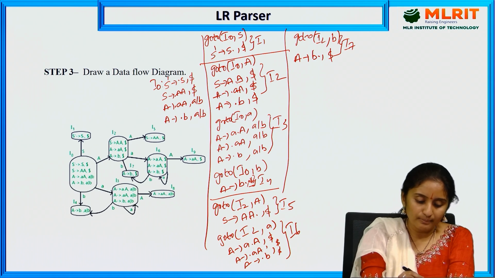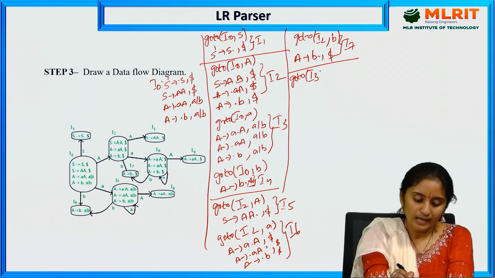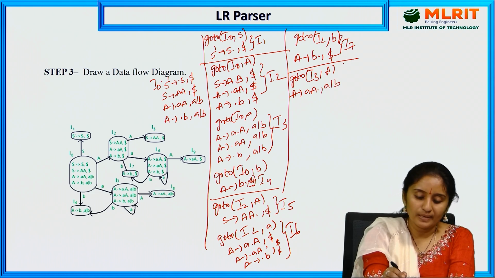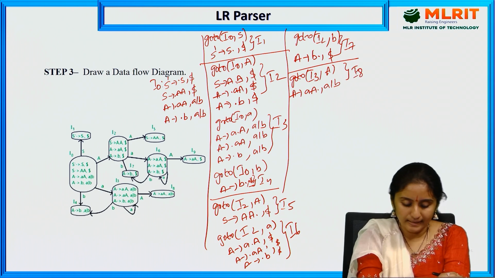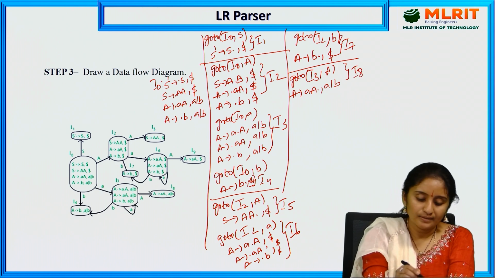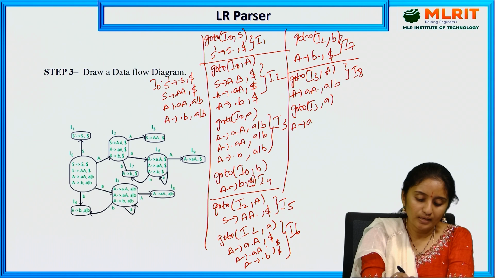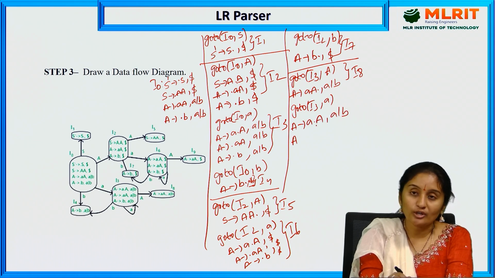Now I2 is completed. Then move to I3. Go to I3 comma capital A. A tends to A dot a by b. It is completed. It is I8. Now go to I3 comma small a. A tends to a dot a by b. After the dot there is a non-terminal.